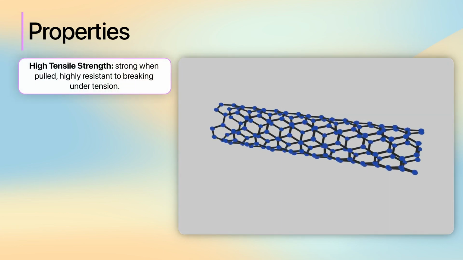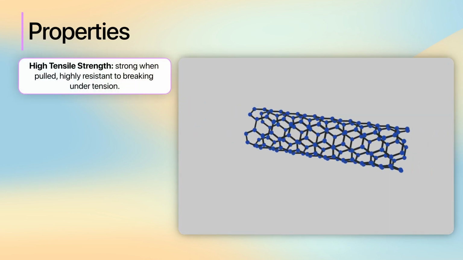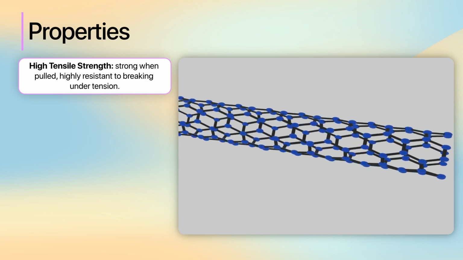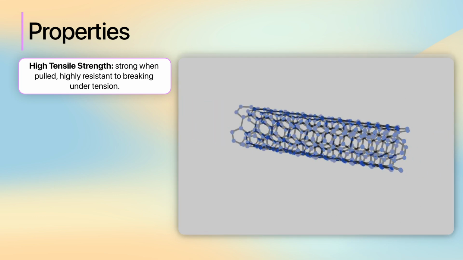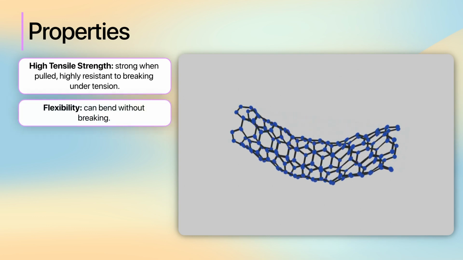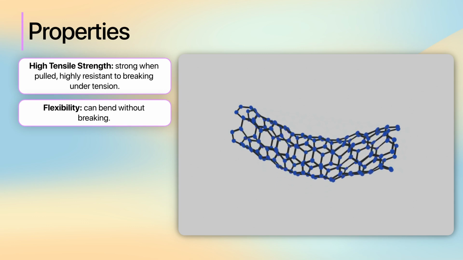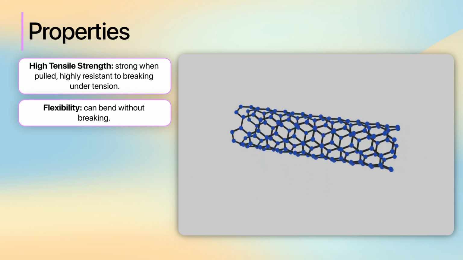The unique structure of carbon nanotubes gives them several exceptional properties. First is their high tensile strength. Carbon nanotubes are incredibly strong when pulled, making them highly resistant to breaking under tension. Despite their strength, carbon nanotubes are also highly flexible. They can bend without breaking, which is a rare combination of properties.